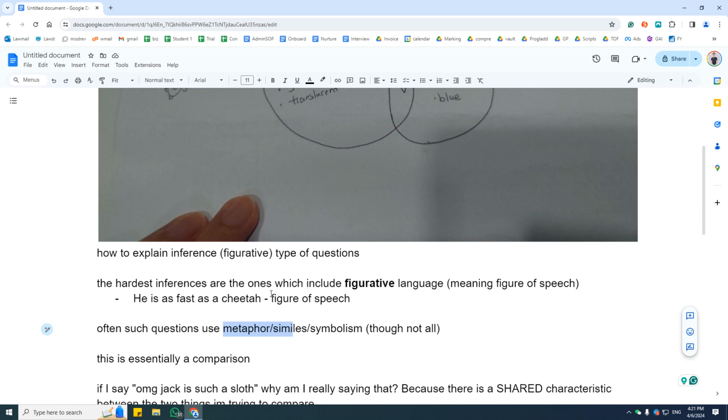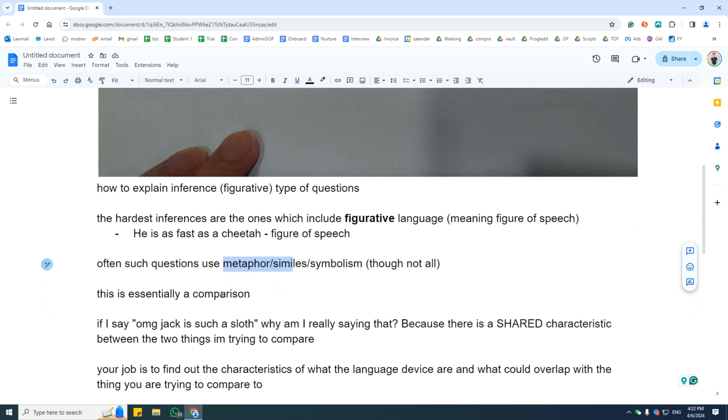So inference questions are very commonly like, how does this suggest something about something else, right? When they say how does a quote reflect something about something else, whatever's inside the quote is normally just a metaphor to compare two things together. So if I say, oh my god, Jack is such a sloth, I'm comparing Jack and a sloth, right? This is a literary device that I'm comparing to Jack. So whenever I'm using a figure of speech, very often it's a comparison. Does that make sense? It's clear, right?